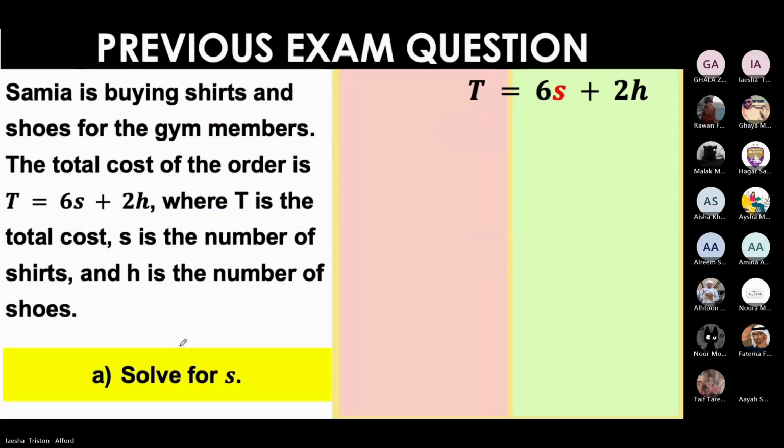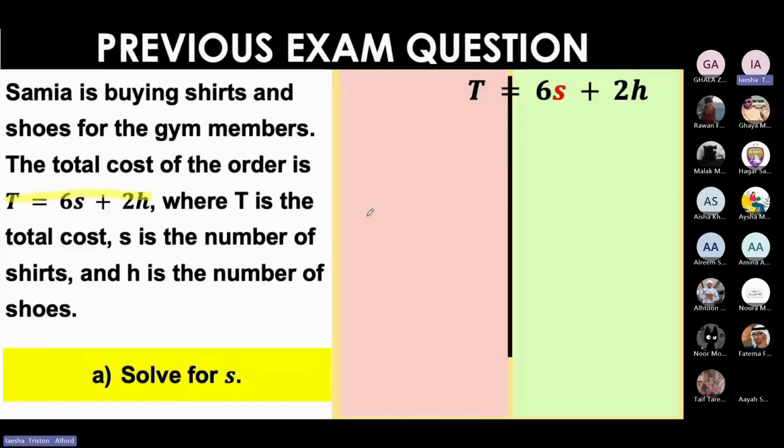Okay? This question came in the exam 2 years ago, I think. It says Samia is buying shirts and shoes for the gym members. The total cost of the order is T equals 6S plus 2H, where T is the total cost, S is the number of shirts, and H is the number of shoes. The first thing they want is to solve for S. So you will take the equation they give you, you write it, and they want S.